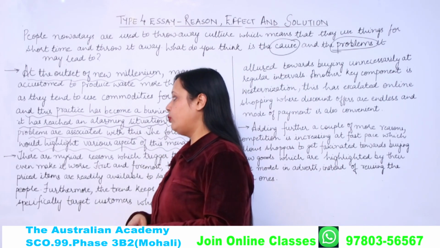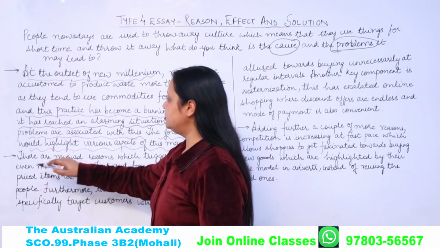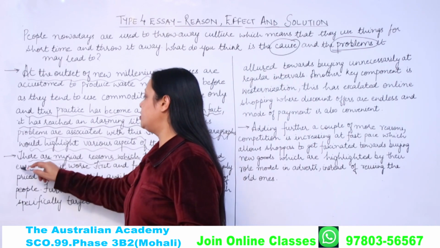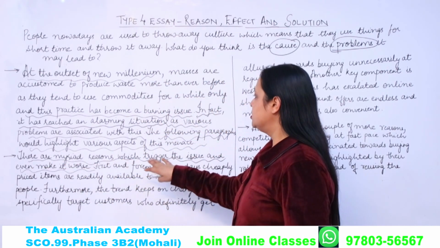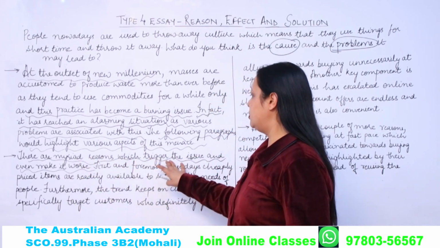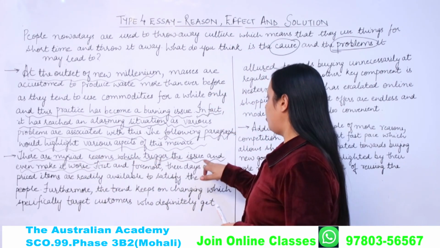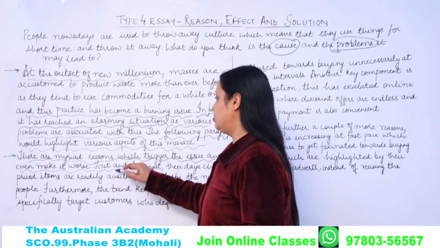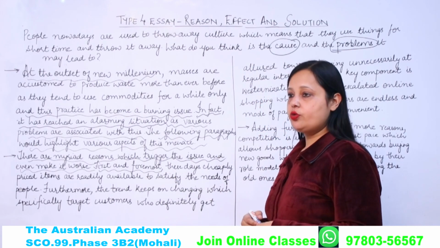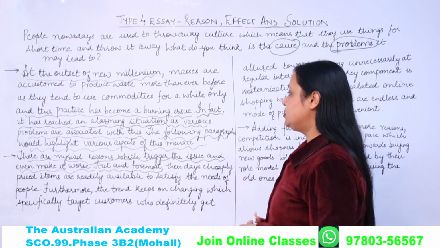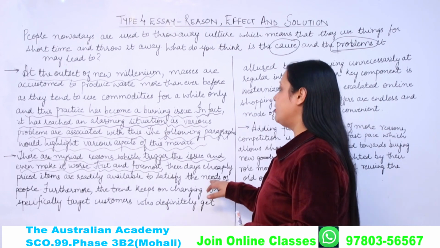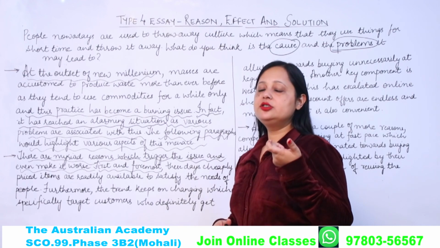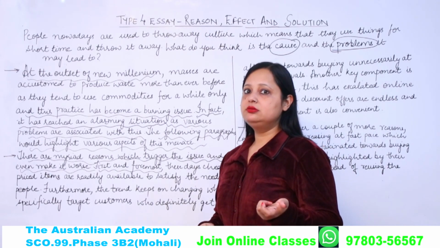Now the second paragraph we are going to start with the reasons. So: there are myriad reasons which trigger the issue and even make it worse. Myriad means many. So when you say there are many reasons which trigger, meaning start, the problem and even make it worse. First and foremost, right, now we are going to take the first reason. These days cheaply priced items are readily available to satisfy the needs of people. So the products are available at very low prices, at dirt cheap prices. Dirt cheap means very cheap.